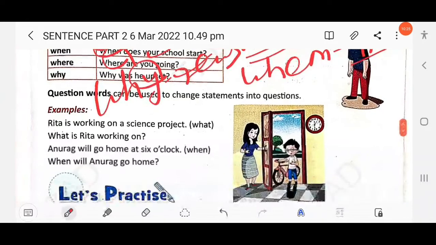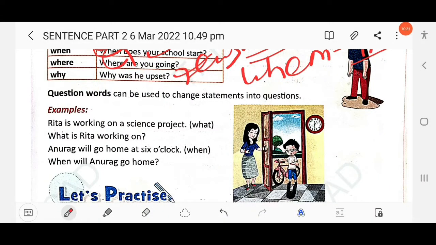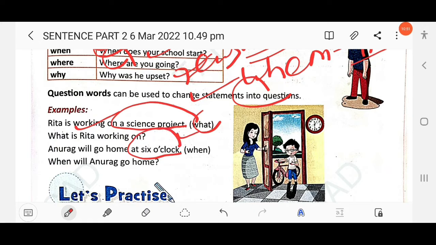So here, look at the following examples. Question words can be used to change statements into questions. The first one: Rita is working on a science project. Rita is working on what? On a science project. So you have to use what. What is Rita working on? Anurag will go home at 6 o'clock. That means timing, when? At 6 o'clock. So here you have to use when: when will Anurag go home?